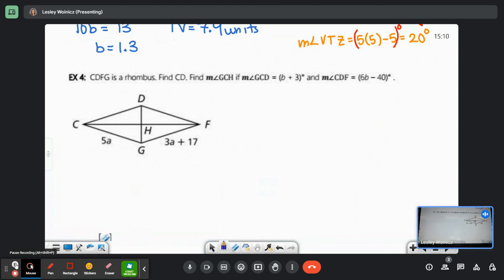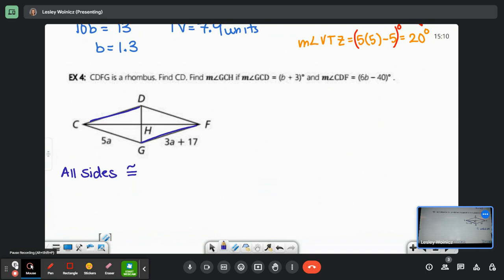All right, we know that this is a rhombus. We have to find CD. How can we find CD? All sides are equal to each other. All sides congruent, so their measures are equal.